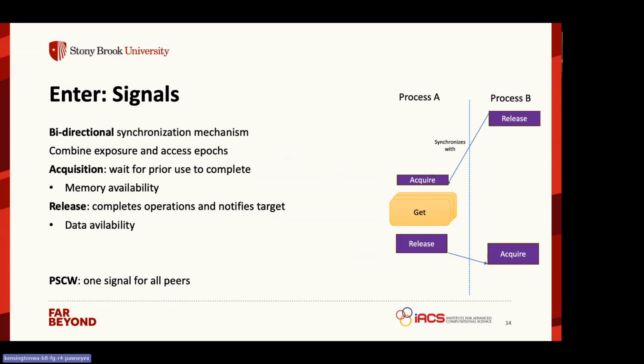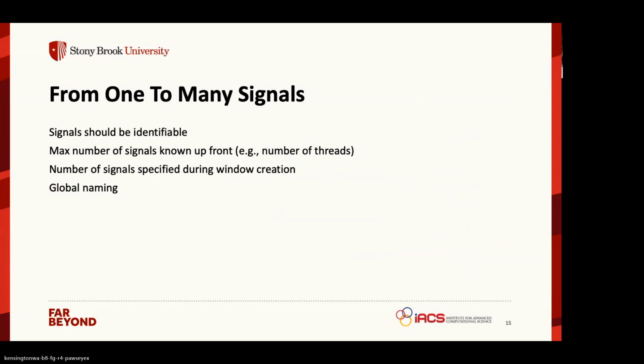Basically, PCW is that, right? PCW is one signal for all peers. So we didn't realize that this is actually a nice property of that synchronization scheme. So how can we go from having one signal to having many signals in a way, right? So how can we better support thread concurrency in processes, and accelerators is a big topic too, of course.